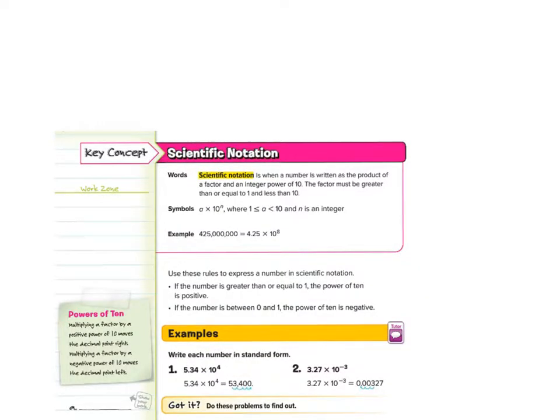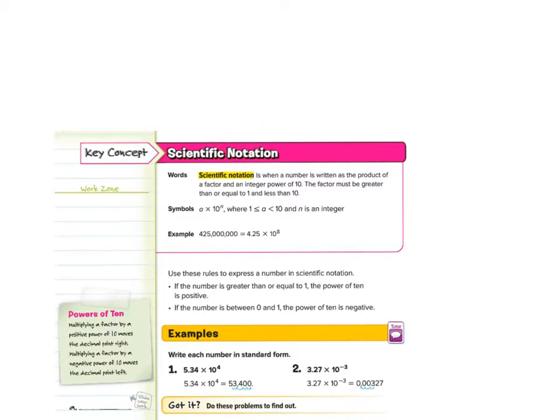So for a key concept, you can go ahead and make a note of this. Scientific notation. Scientific notation is when a number is written as the product of a factor and an integer power of 10. The factor must be greater than or equal to 1 and less than 10. So meaning the number has to be in the ones place.